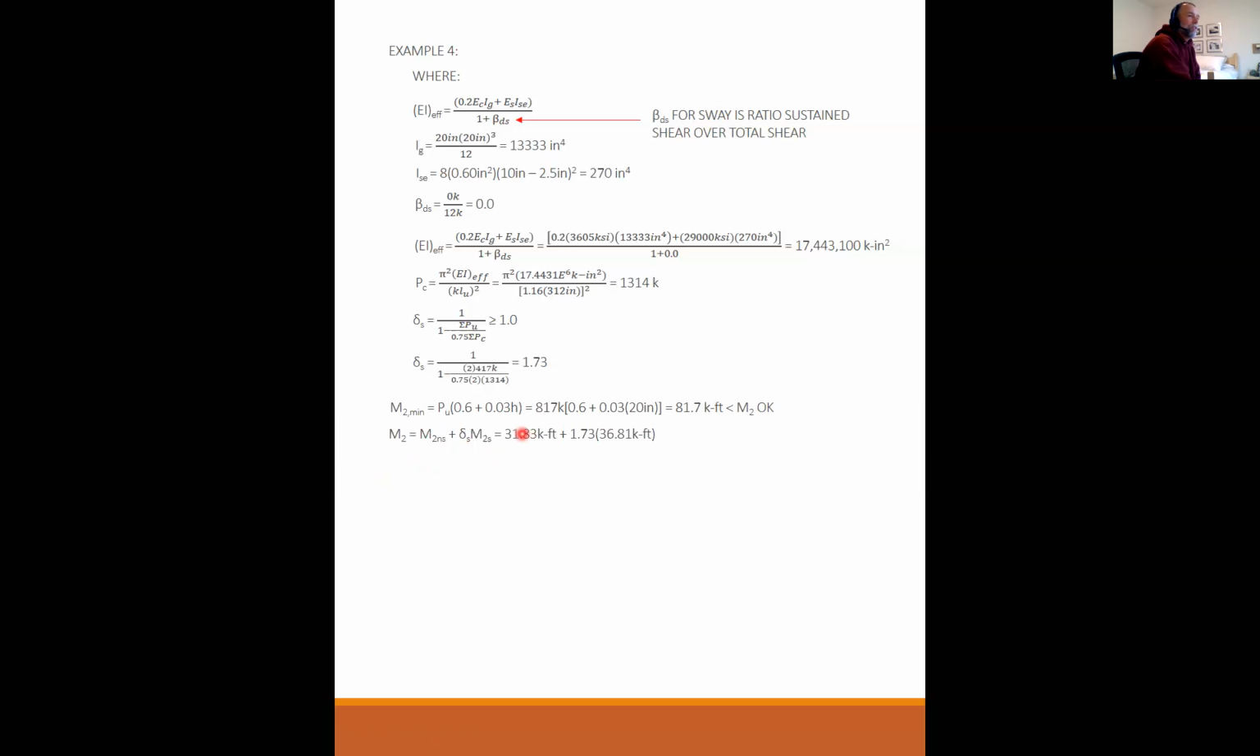My design load M2 is equal to M2 non-sway plus delta S times M2 sway. And these numbers, 3183 and 3681, come from those 2 moment diagrams that I showed you previously. One moment diagram was just with gravity load, and the other was just from lateral load. So now I add them together with this delta S factor, and these together equal 95.5 kip feet.